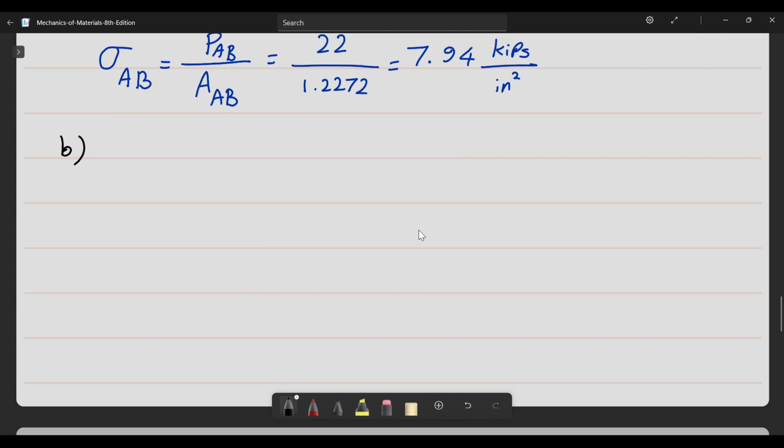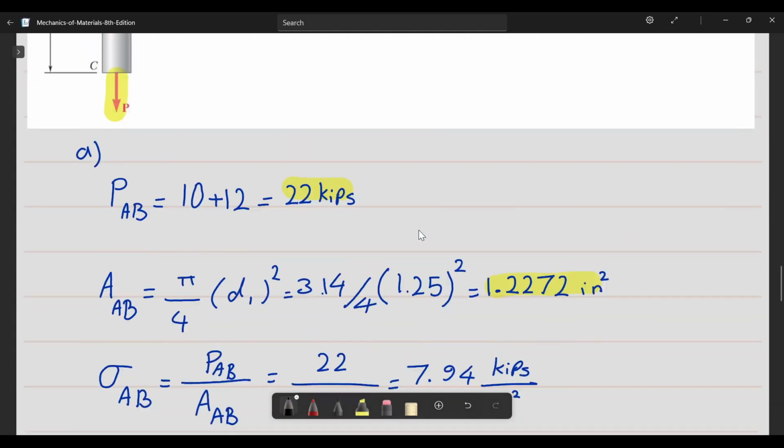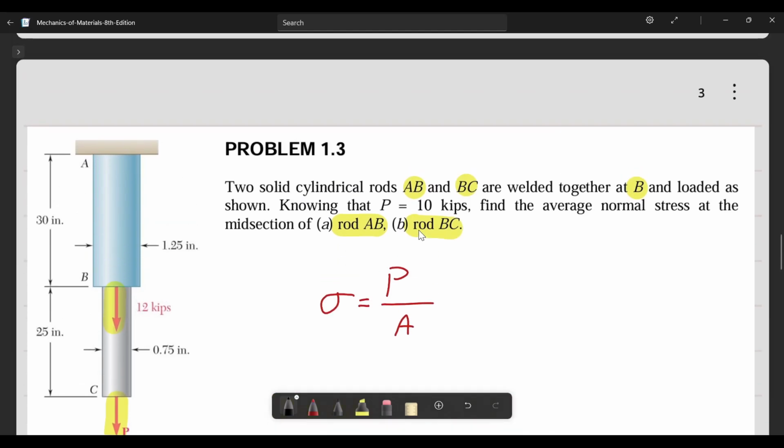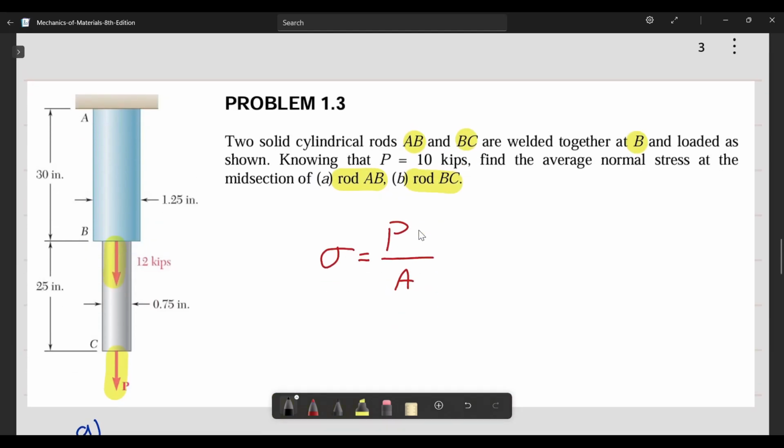Okay. For part B, about member BC, the applied load is given as 10 kips according to what's stated in the problem. I have one question for you that I want you to answer in the comments. Why did we account for both forces on member AB, but for member BC we only consider the 10 kips force?